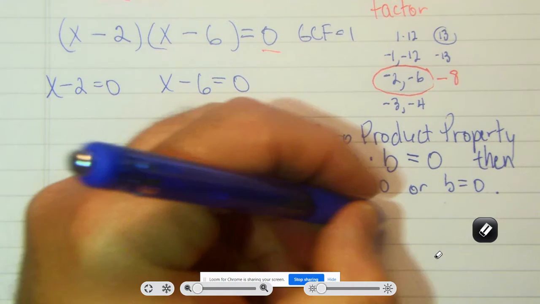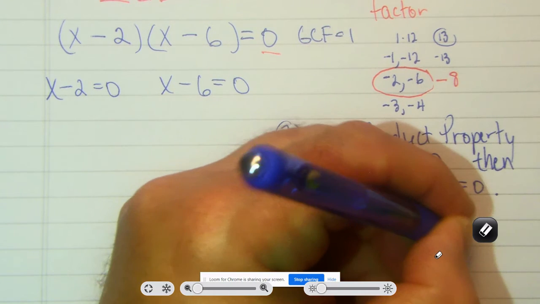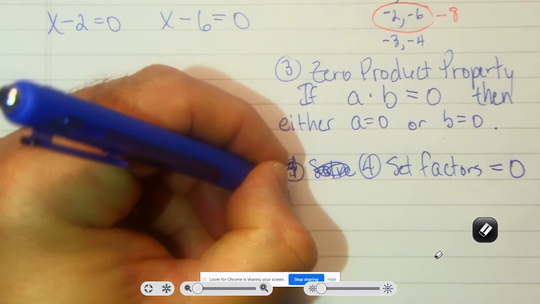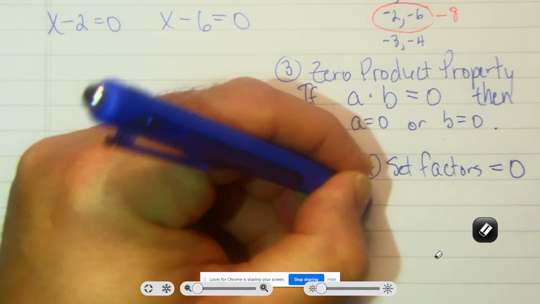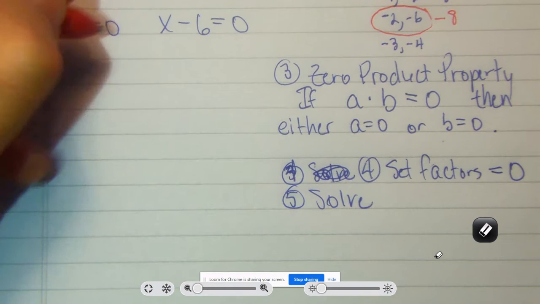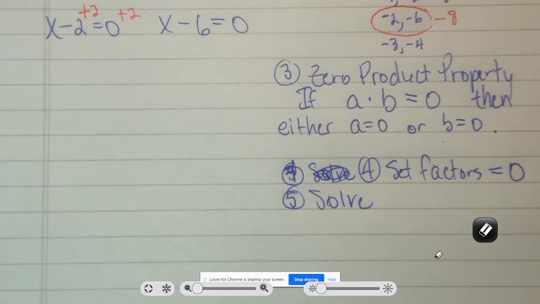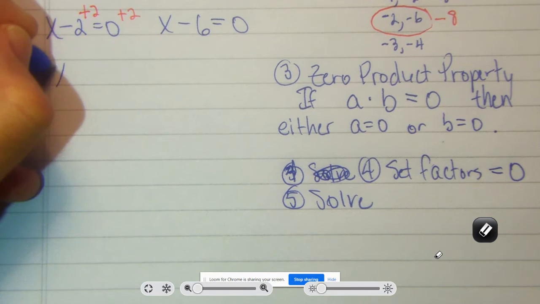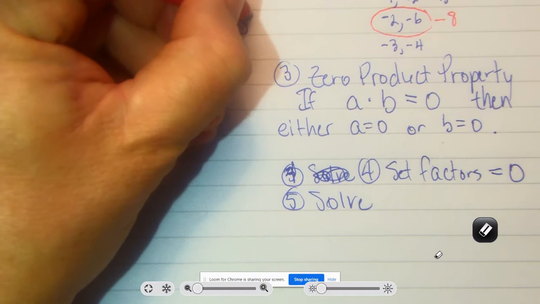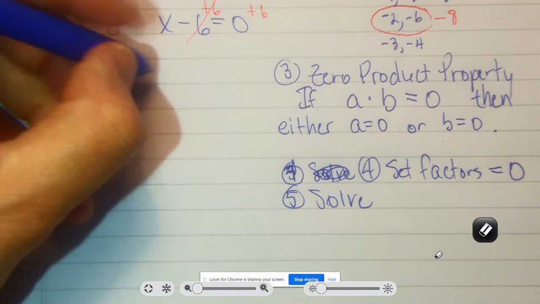I guess I should write that step down, is to set the factor equal to 0 and then solve. All right, so if I do that, I know automatically x minus 2, when I isolate x, I'll add 2 to both sides. So that means x is equal to positive 2. Or add 6 to both sides here. And of course, I'll get x is equal to positive 6.